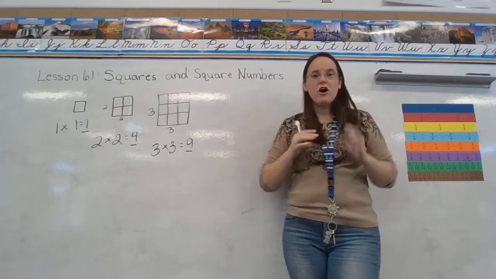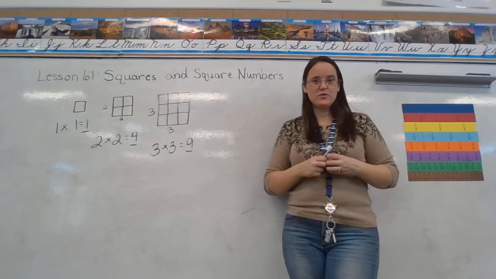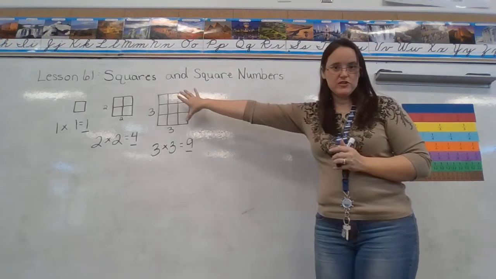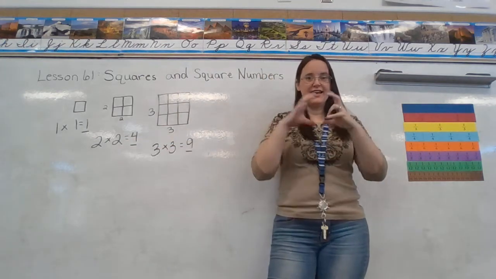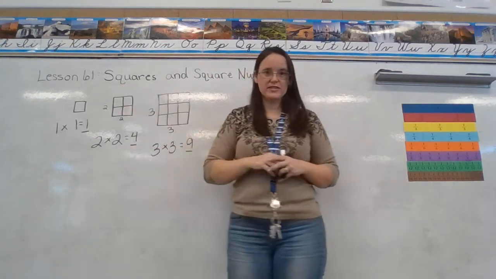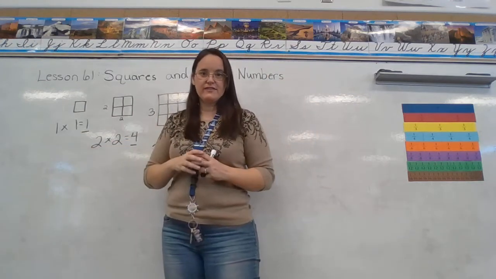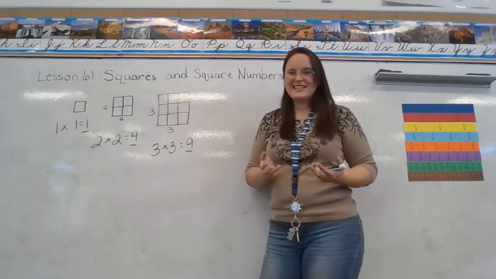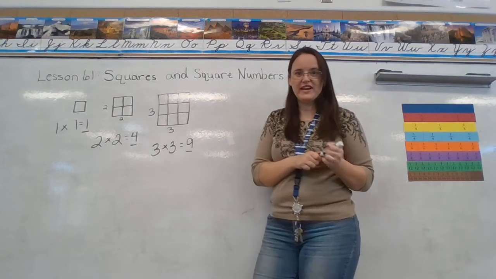And the reason we call them square numbers is because if I take 9 squares, I can form them into a bigger square. If I take 4 squares, I can form them into a square. If I take 1 square, I can form it into a square. What if I only have 6 squares? Can I make that into a square shape?